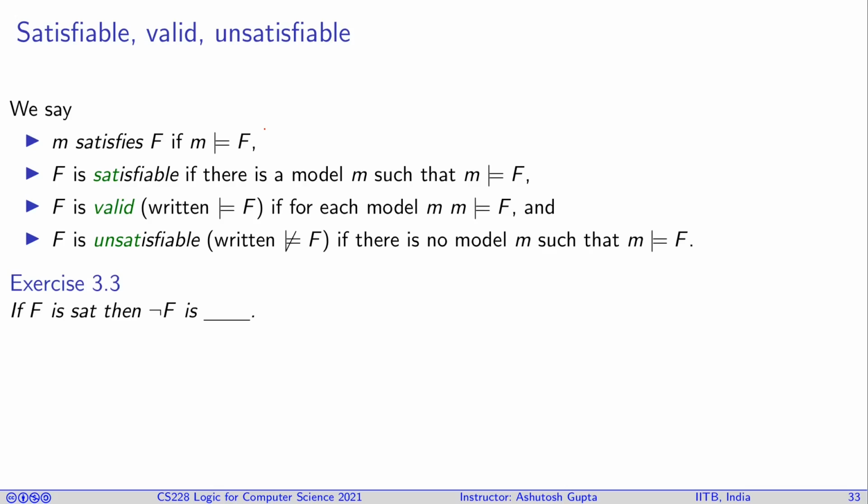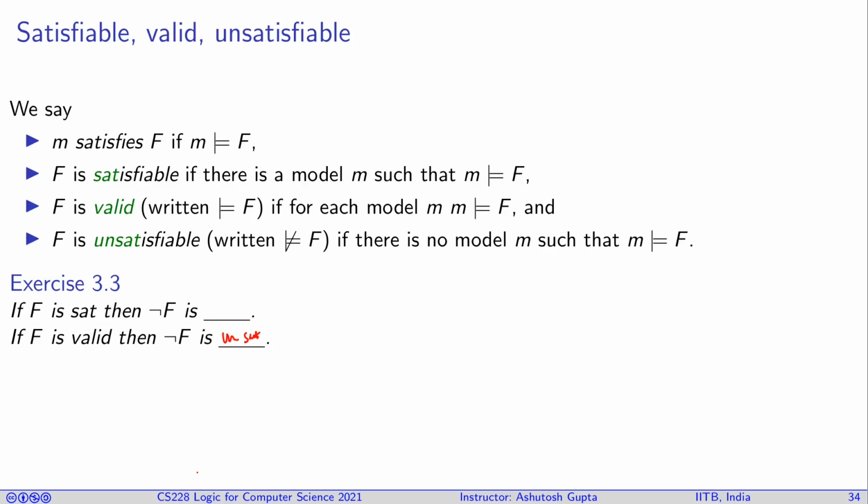So let's do a little bit of an exercise. Let's suppose F is sat. So what do we know about not F? Yeah, what do you think? Is it unsatisfiable, or valid, or satisfiable? Okay, think about it. If F is valid, then not F is, what do we know about it? Well, if F is valid, then every model satisfies it. So none of the models can satisfy not F. Therefore, not F is clearly unsat.